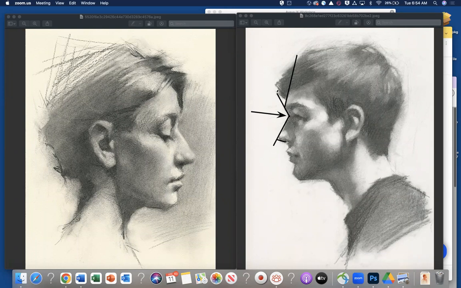A couple things I'll point out here as I'm working. I'll show you in a second. I'm just going to kind of try to get a little bit of this structure in there. Okay. That's the basic exterior structure of the portrait.